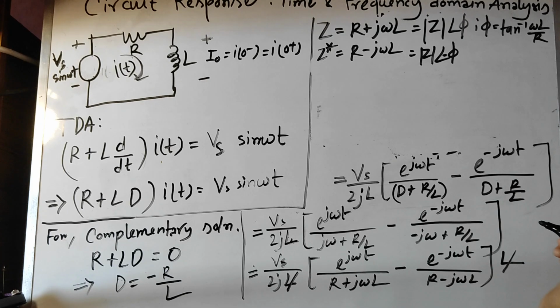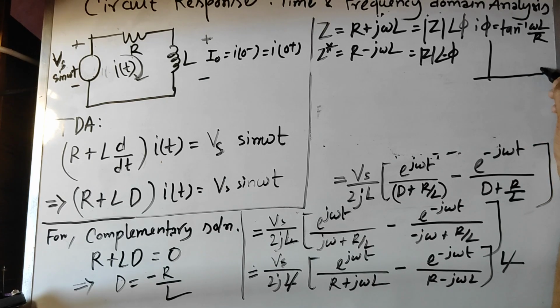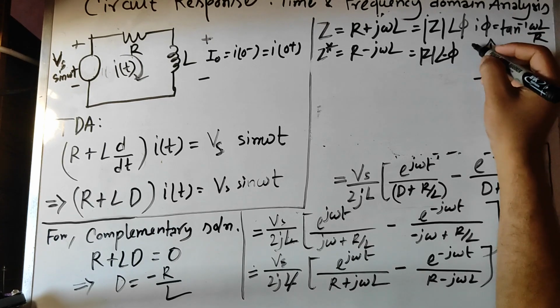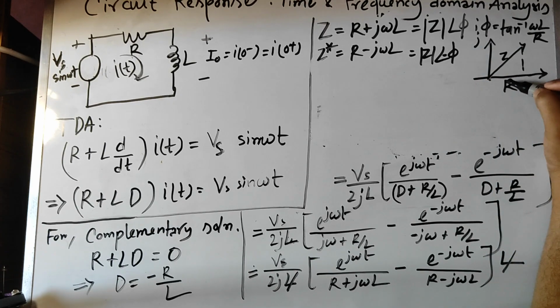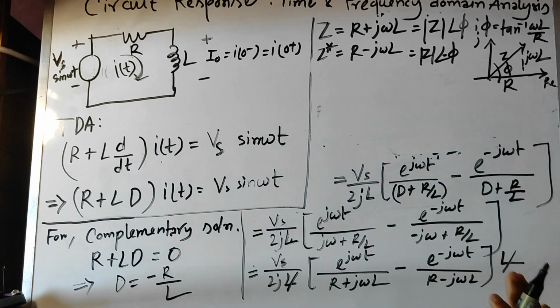Now let us use this. The diagram is like this. This is the real axis and this is j. The horizontal part is R and the vertical part is j omega L, and this is phi. So we are going to use these terms to solve our equation now.